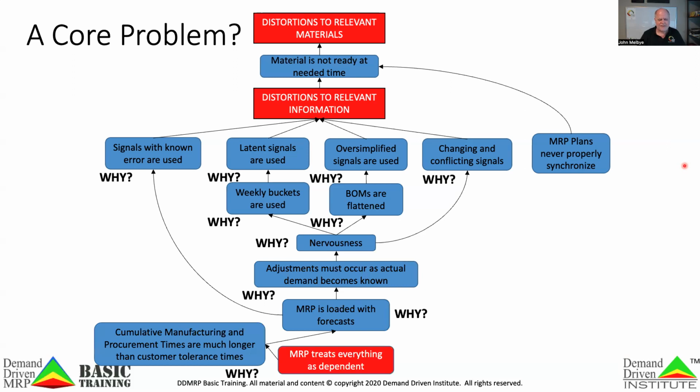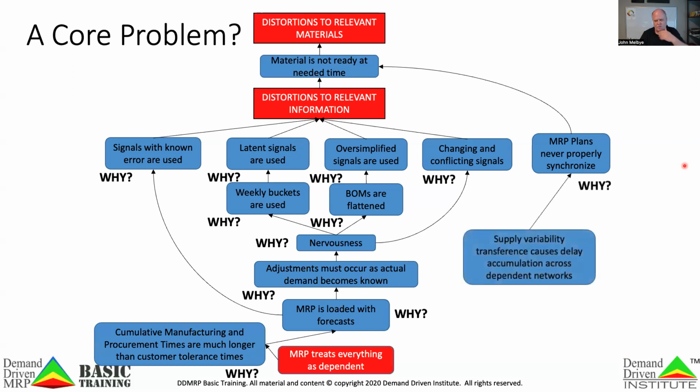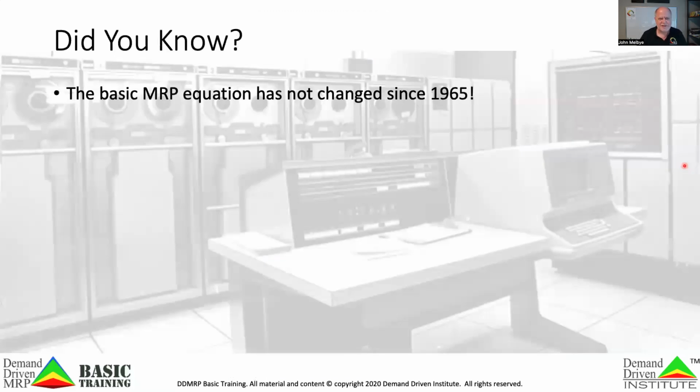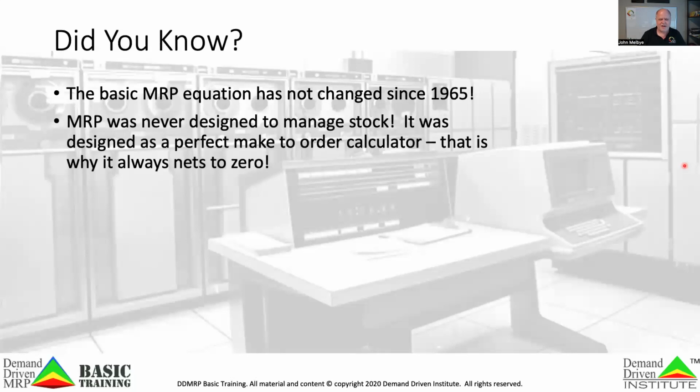MRP treats everything as dependent. Why do MRP plans never properly synchronize? Because we have supply variability, and the transference of that supply variability causes delay accumulation across the dependent networks. Why is that? Because the MRP plans, both the timing and the quantity requirements, are built using all dependencies. Everything is dependent on everything else. But did you know that the basic MRP equation has not changed since 1965? MRP was never designed to manage stock. It was designed to be the perfect make-to-order calculator. That's why it always tries to net to zero, which means it always tries to have nothing left over when you're done with that particular order.